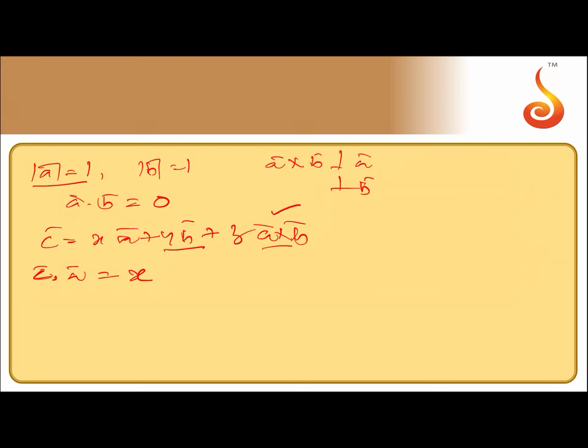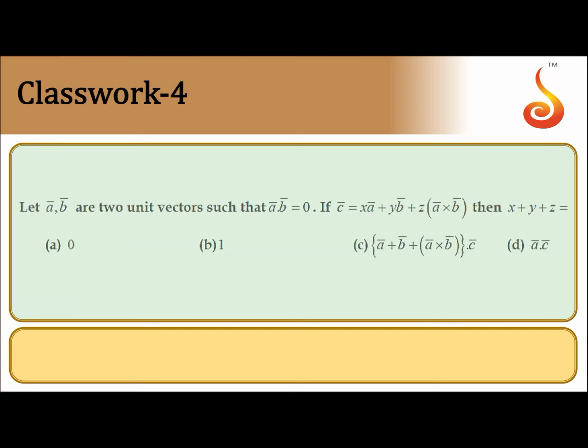So X is nothing but C dot A. Similarly, C dot B will give Y, and C dot A cross B is equal to Z. Get it? So X plus Y plus Z is nothing but C dot of A plus B plus A cross B, that is, A plus B plus A cross B dot C.